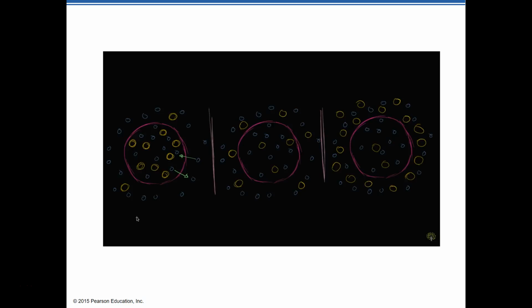Now, what do we think is going to happen? Well, the first thing that you might observe is we have a lower concentration of solute on the outside than we have on the inside.